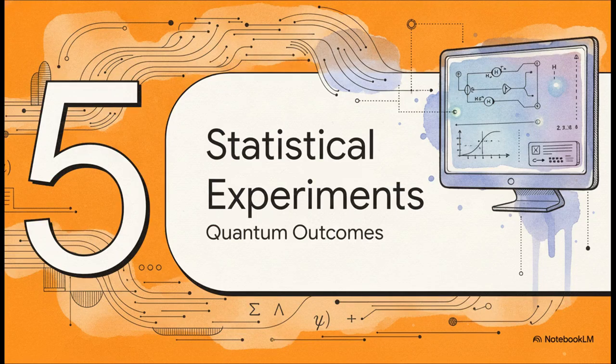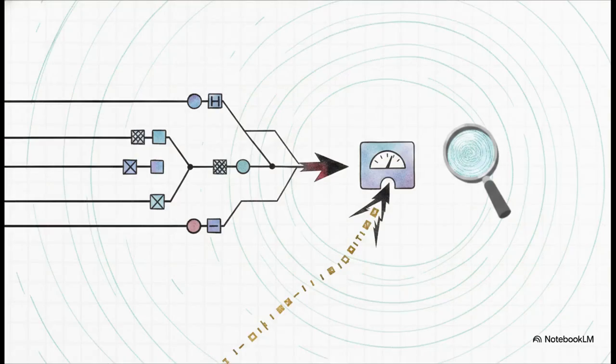Finally, Section 5, programs as statistical experiments. We really need to understand the concept of a shot. A shot is a single execution of a quantum circuit followed by a measurement. Because measurement violently collapses the state, one shot returns exactly one sampled classical outcome. You get a single bit string. You do not get to see the underlying complex distribution of amplitudes.